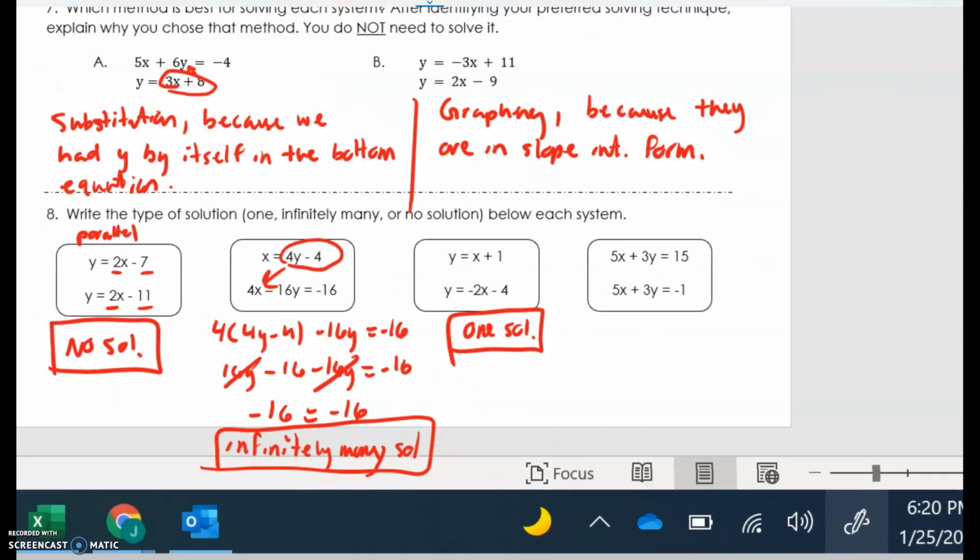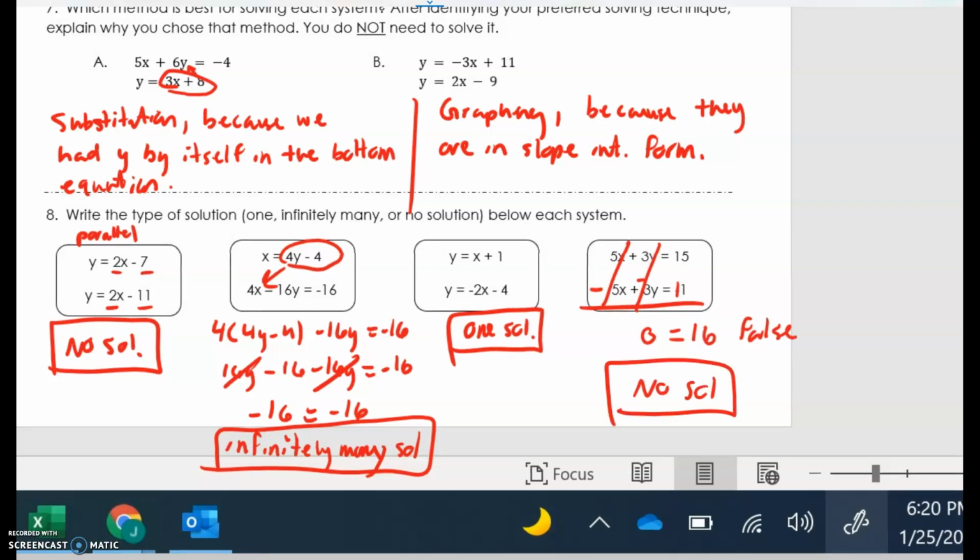The next one, if I was to use elimination, let me see what would happen. So I switch the signs at the bottom. These would eliminate, giving me 0 is equal to 16, and that's a false statement. So this would be no solution.